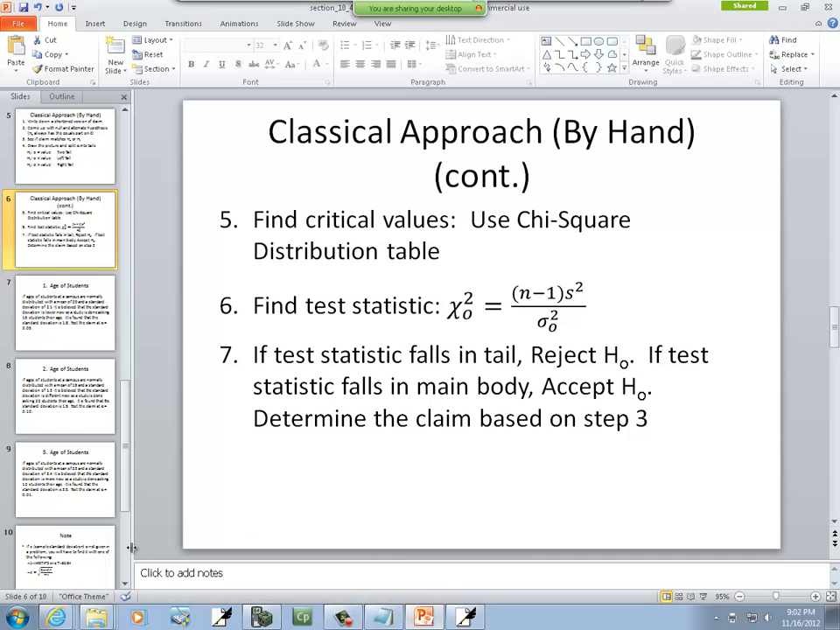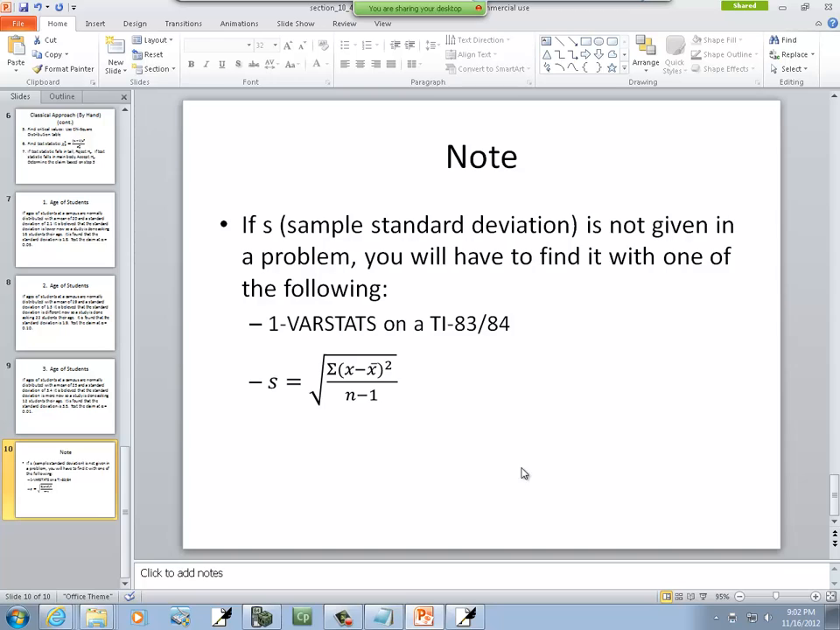One last thing to mention. As you're working these problems, if S, which is a sample standard deviation, is not given in a problem, then you have to find it. You'll be given raw data. You'll have to use one-variable stats on your TI-83 or TI-84. If you remember, to do that, you go into stat, edit, input your numbers, do a second mode to exit out. Then you go back into stat, right arrow to calc, and then one-variable stats is your first one. You press enter on it, and press enter again, and Sx is your sample standard deviation.